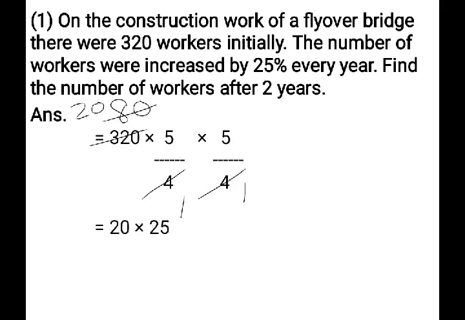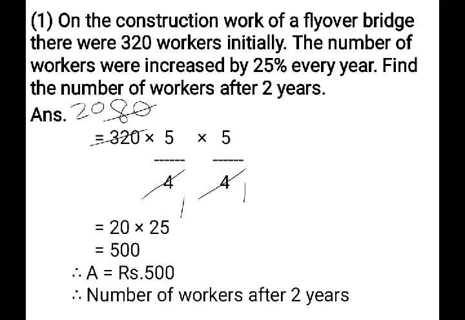Now you have to multiply this directly. 25 zeros are 0, 25 twos are 50. That is 20 into 25. Answer is 500. Therefore amount is equal to rupees 500. Then you have to write the final statement. Therefore number of workers after 2 years is equal to 500.